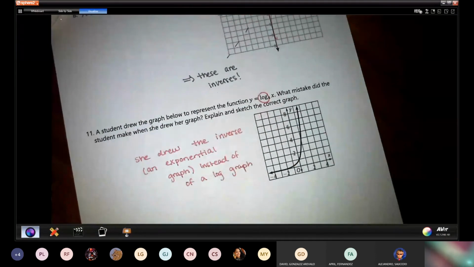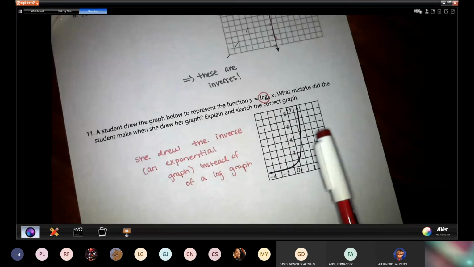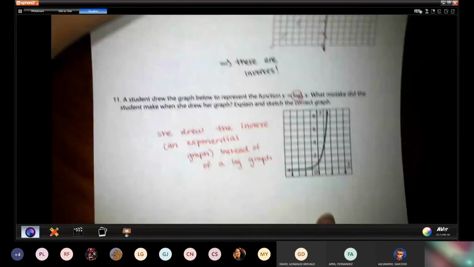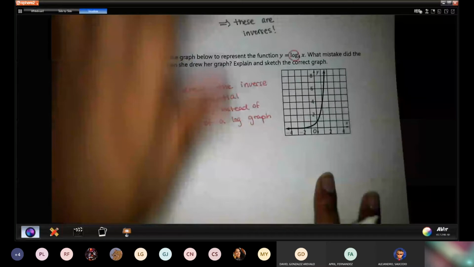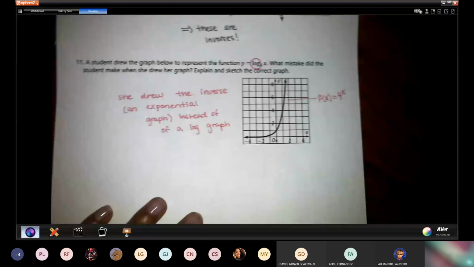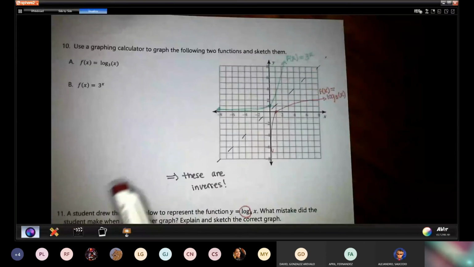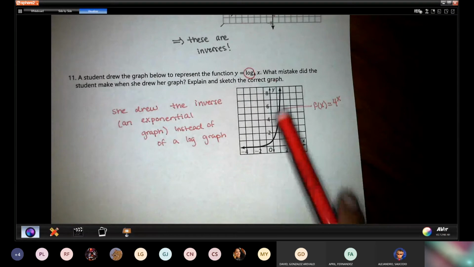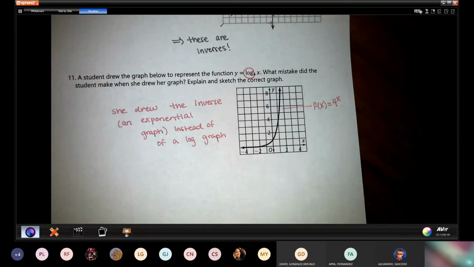And so what she actually drew right here, sorry that this is tilted, we could write our equation. This is f of x equals 4 to the x power, right? Which we can tell from up here where these are inverses. It's the same kind of pattern. So she drew the inverse instead of a log graph, and the log should have been down here, right? Make sense?